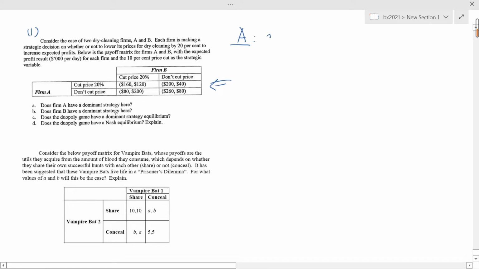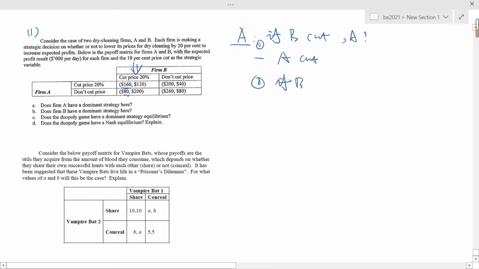First, if B cut, what will A do? So if B cut, then we are in these columns. By the way, the first payoff belongs to firm A, second payoff belongs to firm B. If B cut, then we are in these columns. So firm A compares this with this. Then clearly $160 is higher than $80. So A will cut.